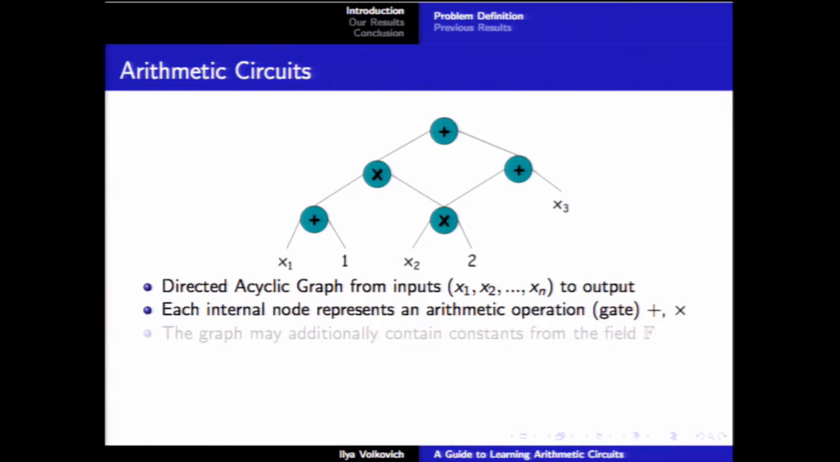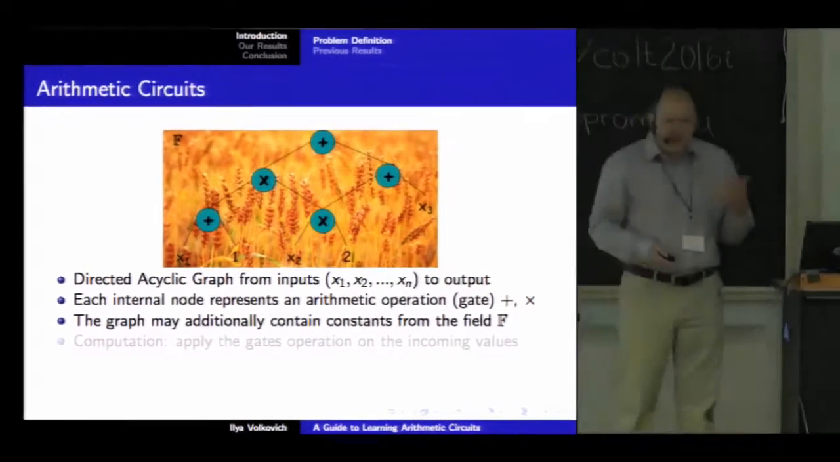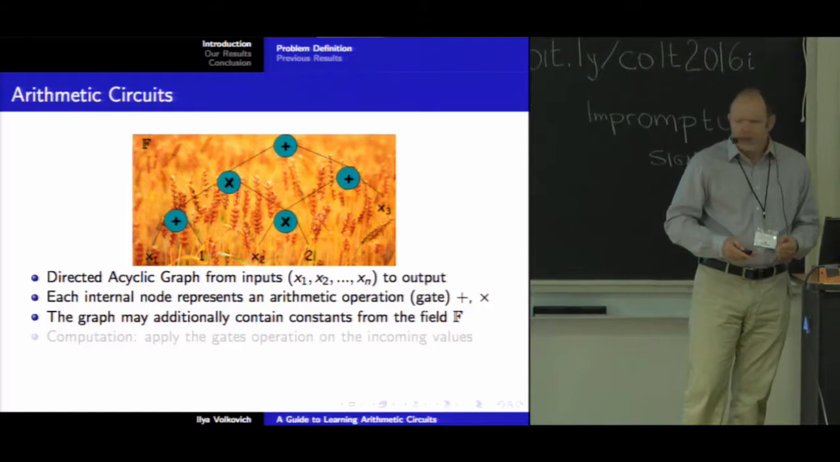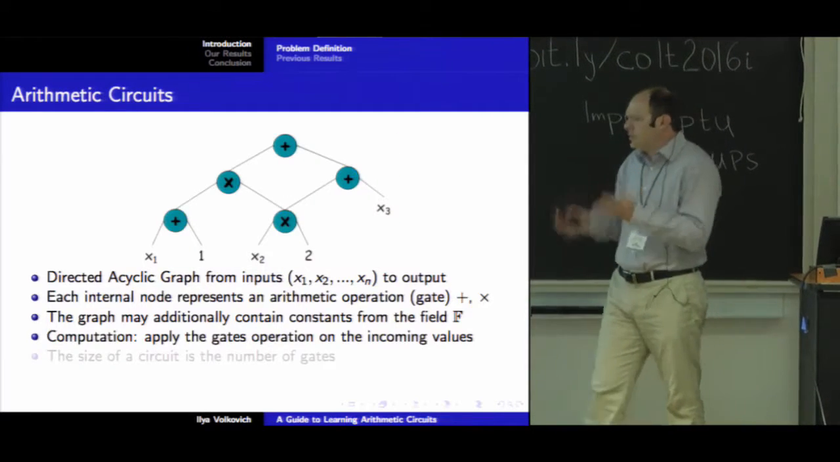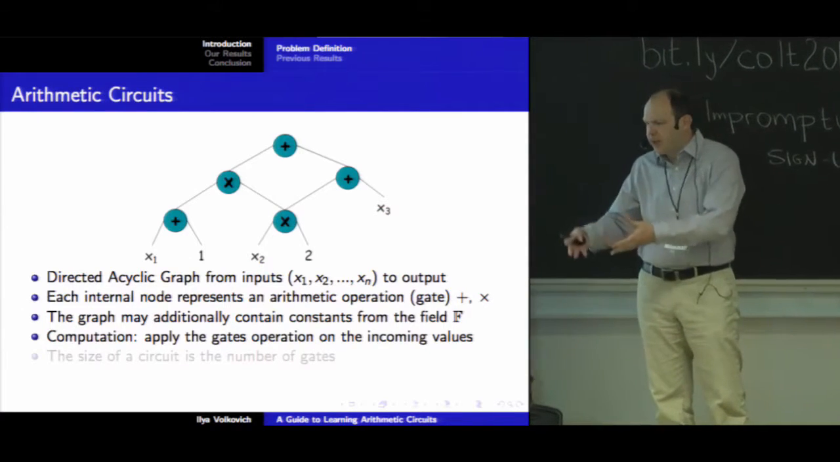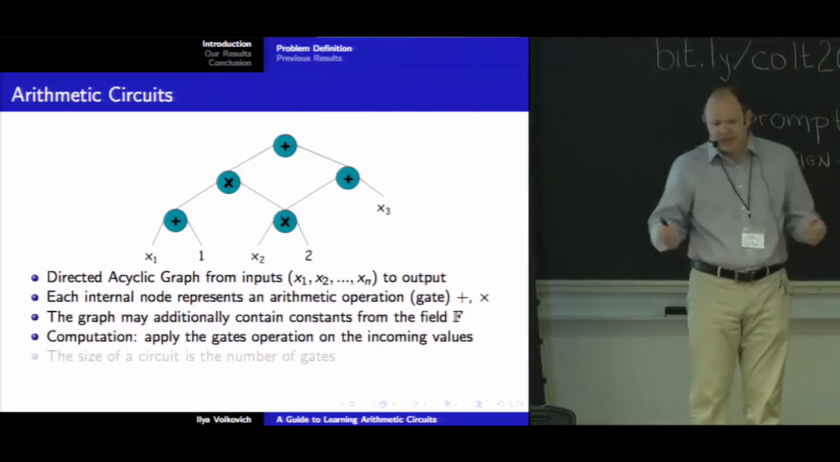The natural operations in arithmetic are addition and multiplication. Also, in a more general framework, when we talk about arithmetic circuits, there is always a field in the background. As you can see, this is small f over here. You can think about a finite field or a field of rationals, it doesn't matter, depending on the application. So the graph may also contain constants from the field. In this model, as you can guess, the computation is very, very simple.